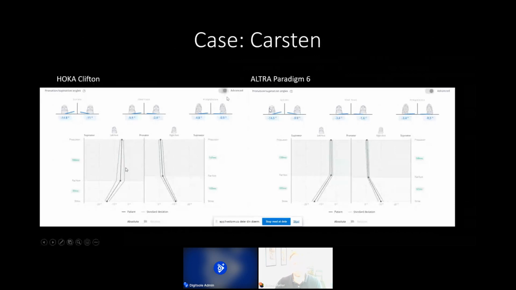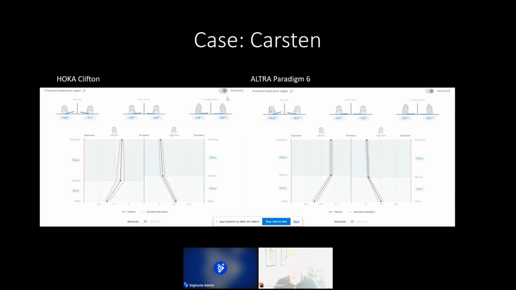So what we did is that we tried to give him an Ultra Paradigm 6. And again, I'm not advocating for Ultra as such. I'm not supported or anything by them, but that is the shoe we have. So we gave him a shoe that in a lot of characteristics mimics the Hoka shoe, but with a bit of change.